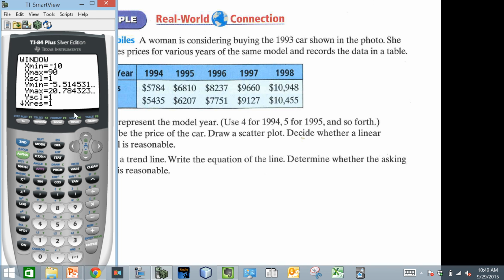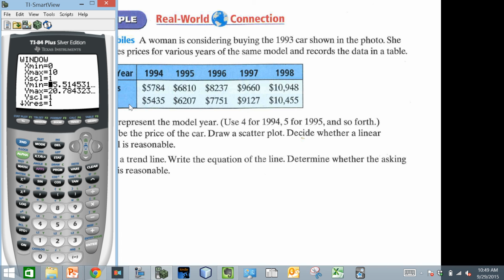We're going to change our viewing window. So what's the smallest x that you had? The smallest x is 4. So I wanted my minimum to be just a little below that. I'm going to pick 0. What's my biggest x? My biggest x was 8. So I want my x max to be a little above that. I'm going to go with 10. Let's skip scale for now. We'll come back to that.